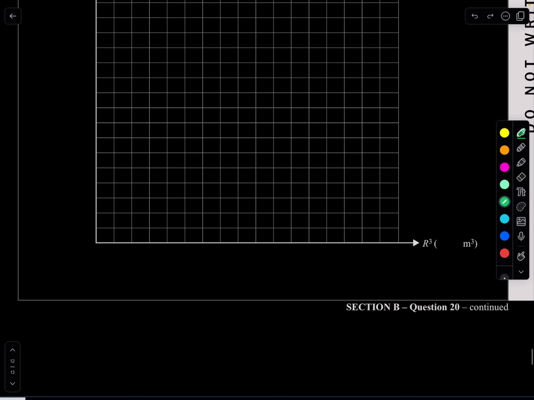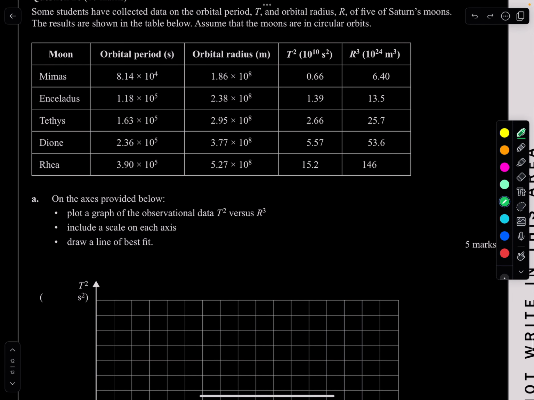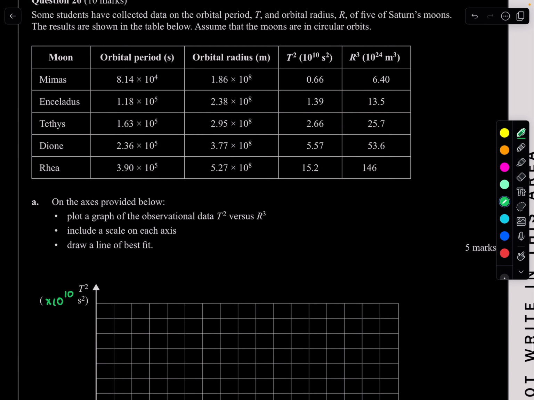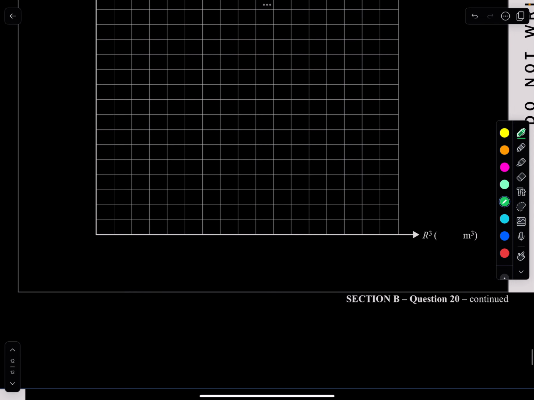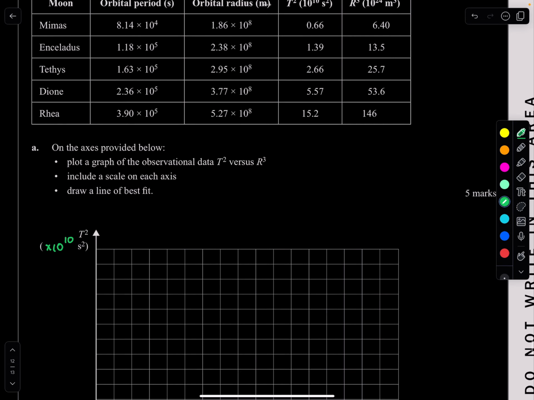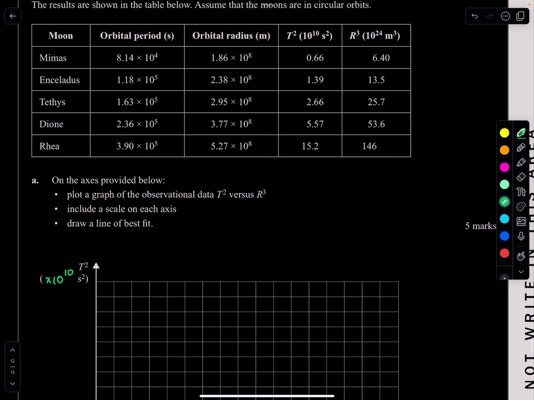Alright, let's do that. They've already done the work for us, so we're given the data here. t² is written as times 10 to the power of 10, and the other one is times 10 to the power of 24, that's r cubed. Now let's plot them. Wait, we need to first include a scale. r cubed goes up to 146.